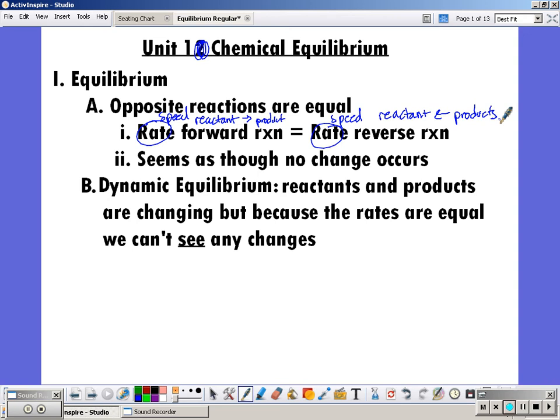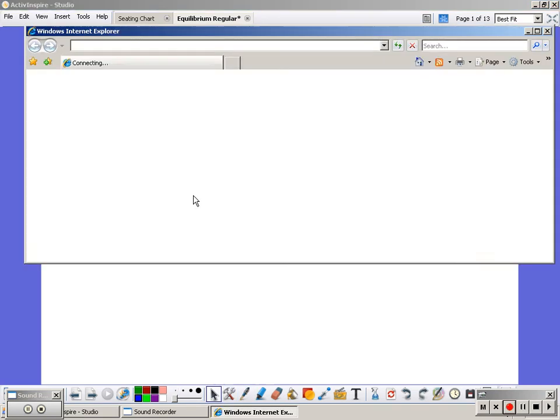Now, they happen at the same rate, so we can't see the change occurring. It's going to look like everything is remaining the same and there's no reaction taking place because we can't see the change. So that's what dynamic equilibrium is, when you can't see the change, but it is actually changing. So there's a YouTube clip that actually does a really good job explaining this.